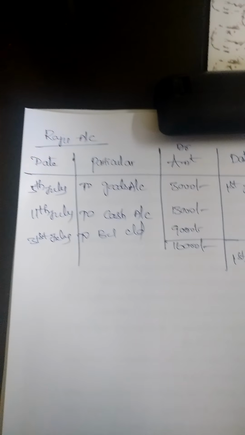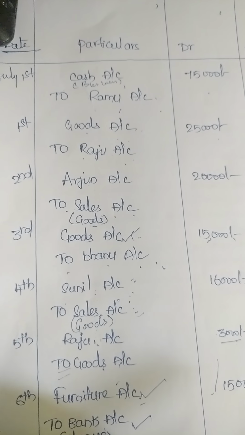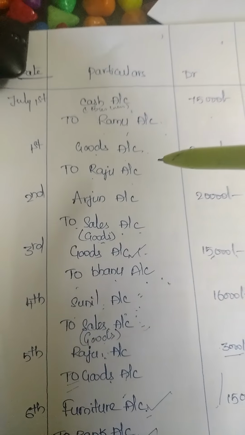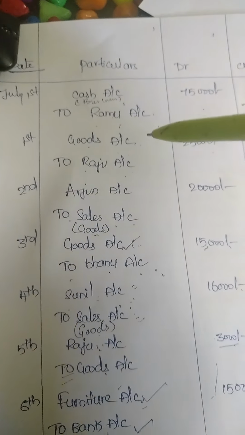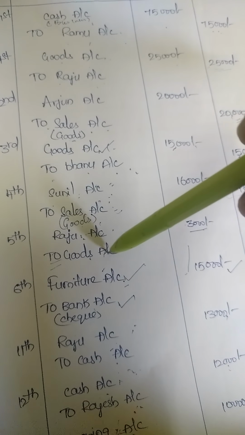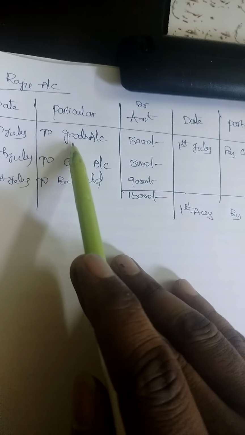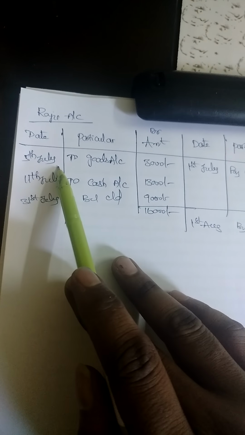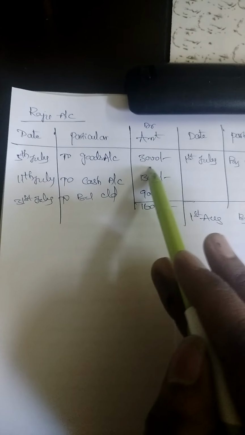Next one is the last account we have to write. The account is Raju account. Raju account means I think we have some more transactions under it. Now we see what transactions we have. Coming to the Raju account, we have the first transaction with the cash account, second transaction goods account, Raju account. Here Raju account we have on 5th July. On 5th July Raju account, that is to goods, the amount is 3,000 rupees. So I mentioned clearly here 5th July to goods account, amount is 3,000 rupees.